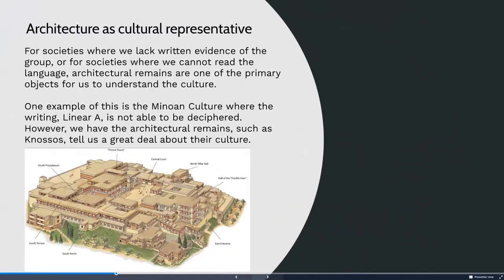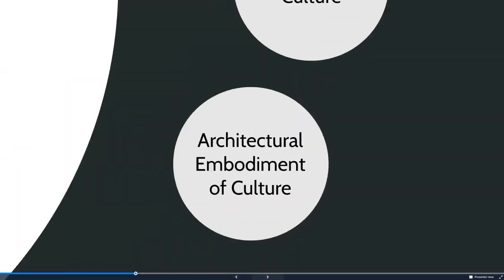So when we look at archaeology and anthropology on societies where we lack written evidence of the group, or where we can't read the primary language, architectural remains are one of the primary objects for us to understand it. An example of this is the Minoan culture, where the writing, Linear A, is not able to be deciphered. However, we have the architectural remains, such as the palace at Knossos, that tell us a great deal about their culture, about their religious beliefs, about their social structure, about the role of women in society, and many other things that we cannot determine through other means. So this frames the discussion that is to follow.